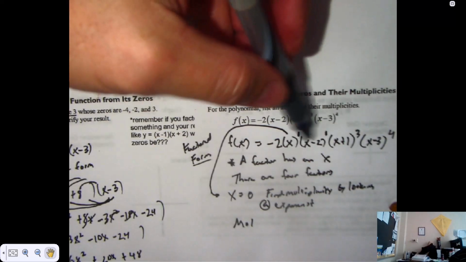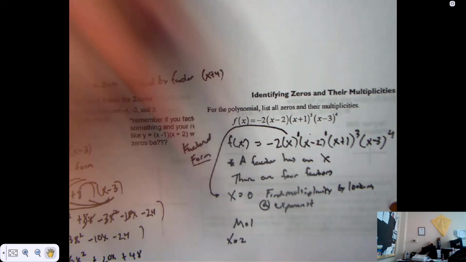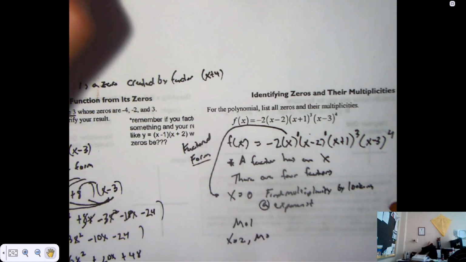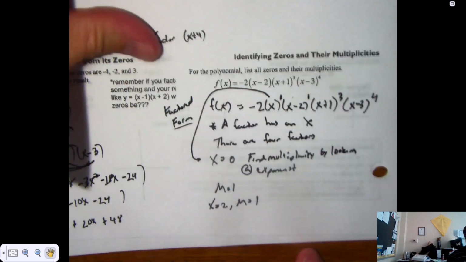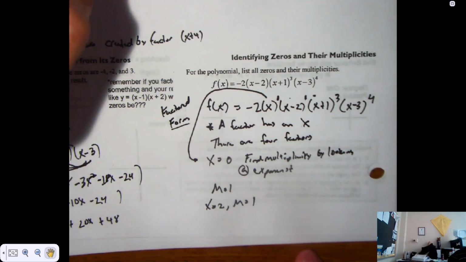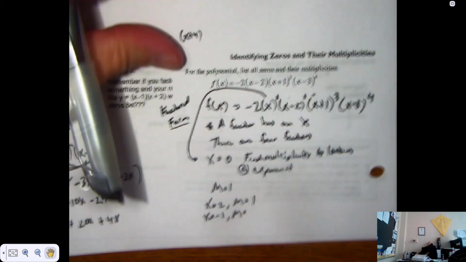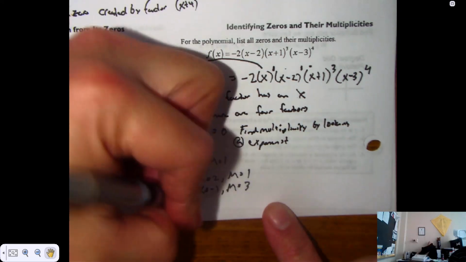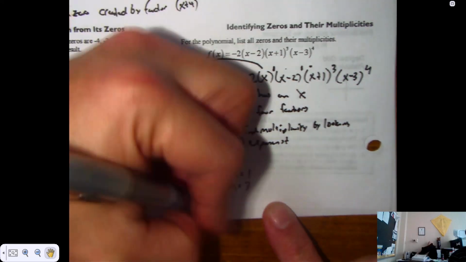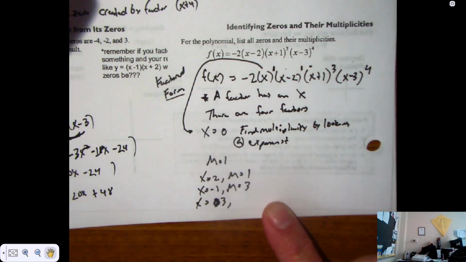All right, what's the 0 for the factor x minus 2? X equals 2. What's its multiplicity? 1. What's our 0 for x plus 1 cubed? X equals negative 1. Multiplicity on that guy? 3. Last 0. What is it? 3. What's its multiplicity? 4.